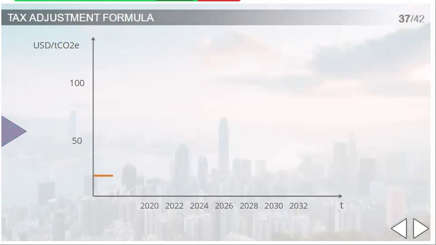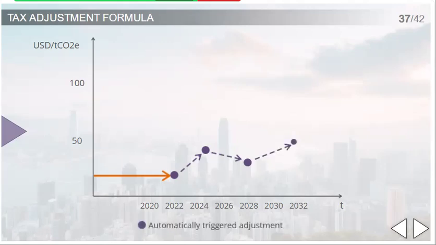Whether jurisdictions adopt a static tax rate or a dynamic trajectory, many important developments are difficult to foresee. Such developments may entail economic downturns, shifts in trade conditions, and technological advances. For this reason, jurisdictions may choose to build in rate adjustments that are automatically triggered by certain conditions. For instance, if abatement targets are not reached.